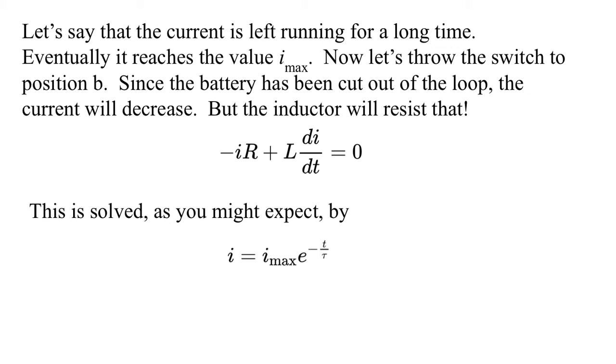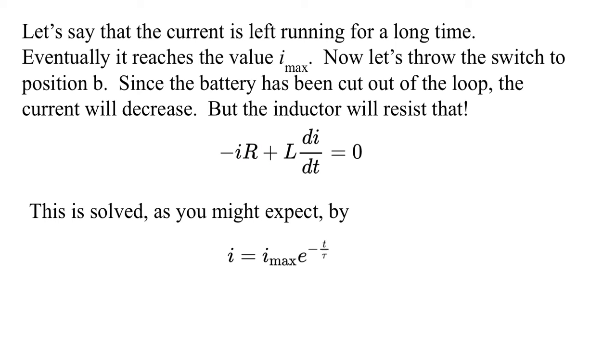Since the battery comes out of the loop, the current will start to decrease, but the inductor resists that. So when we do the loop rule now, we're going the correct way with the inductor, so we'd have minus IR plus L di dt. Right, because now the inductance is going to give us EMF the other way. Current is reducing, so the quote-unquote back EMF is really going to be forward EMF. It's going to be trying to maintain the current flow.